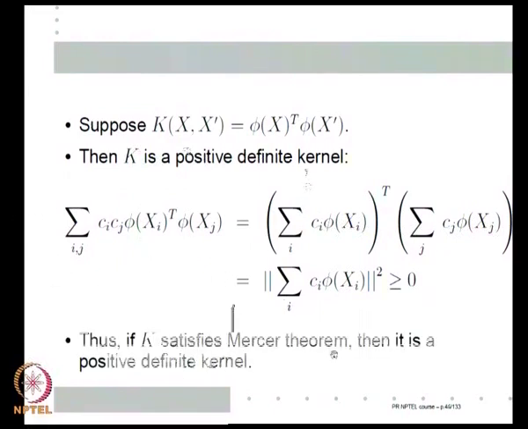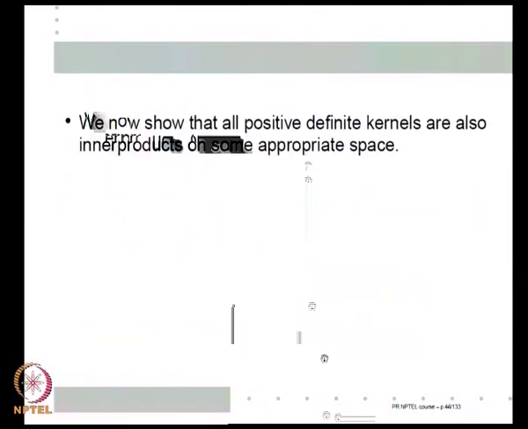So, thus if K satisfies Mercer's theorem, then we know that there is some phi and K can be written like this. So, if K satisfies Mercer's theorem, then it is a positive definite kernel. Okay. Now, we show that all positive definite kernels are also inner products on some appropriate space.